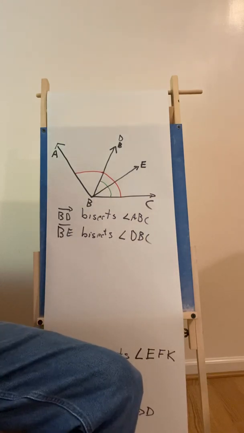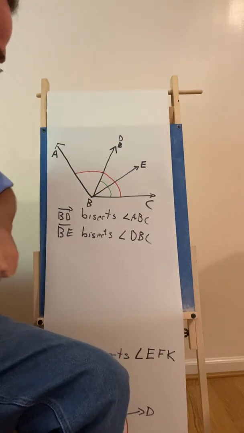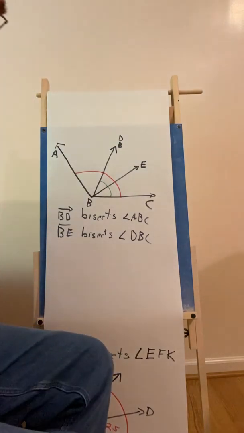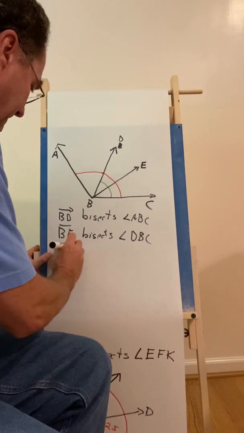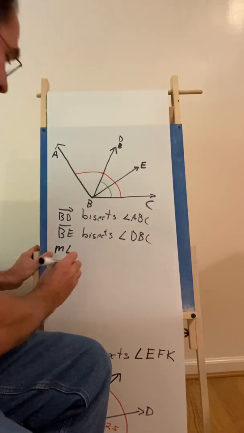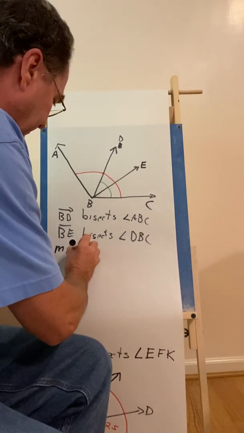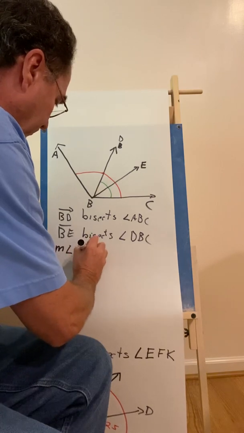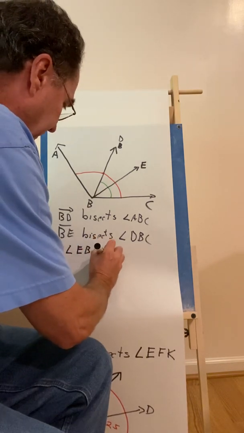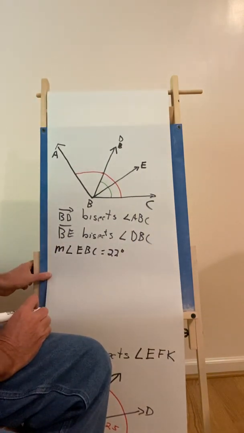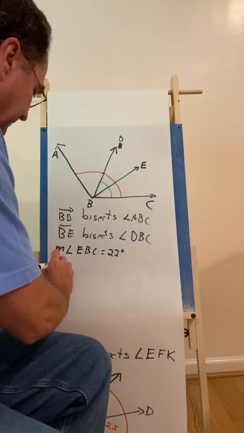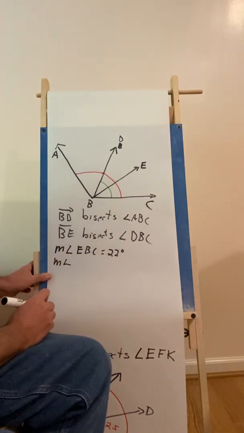Now, what if, this might require some thinking here. I'm going to tell you that angle EBC equals 22 degrees. And I'm going to ask you to find the measure of angle ABE.